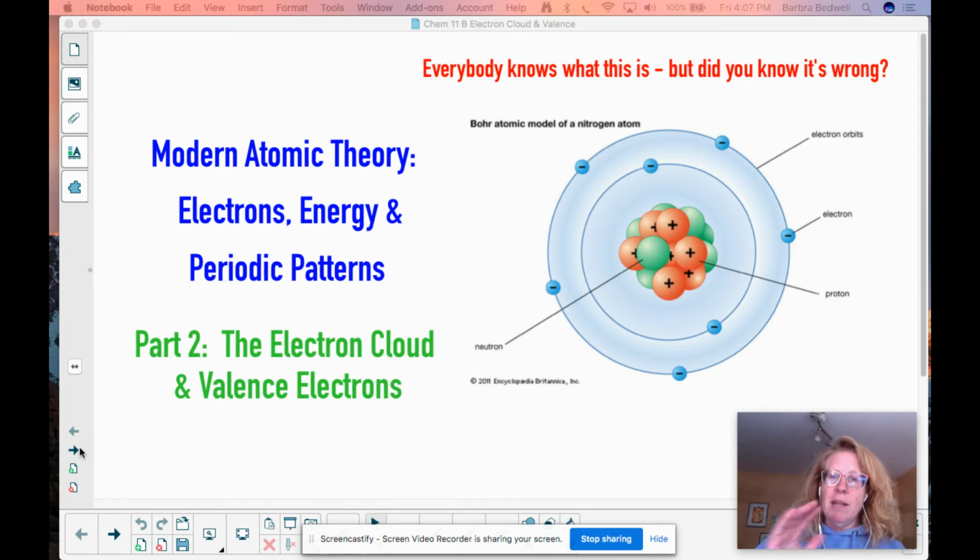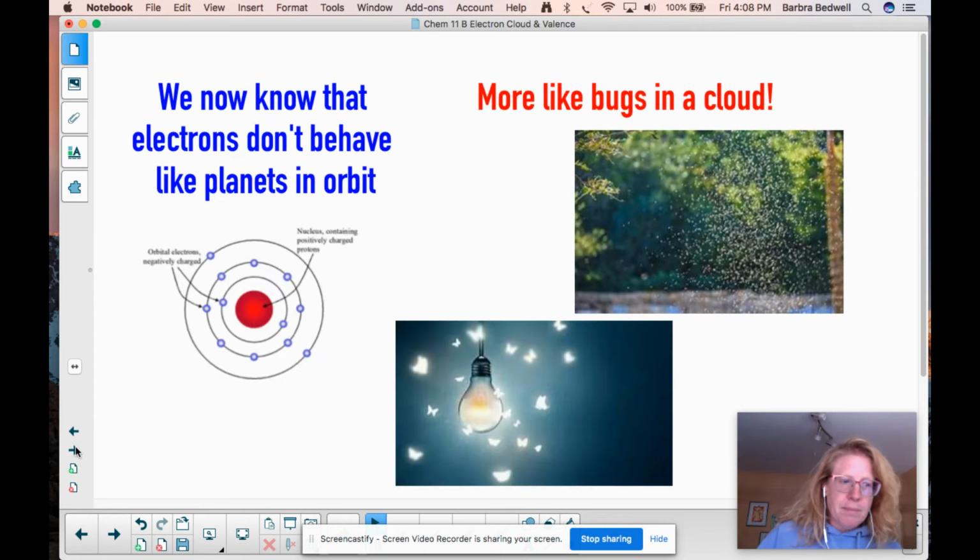So again, taking a look at this, we're looking at valence electrons today, and kind of where electrons are hanging around in the electron cloud. We now know that electrons, unlike what Bohr was hoping, don't just buzz around in nice little neat circles.